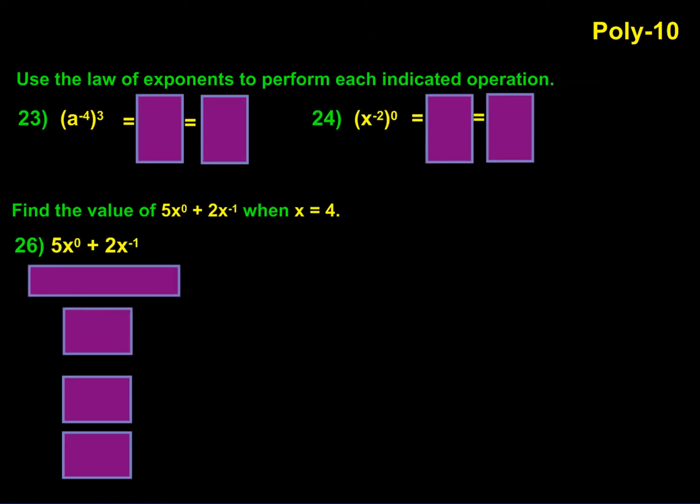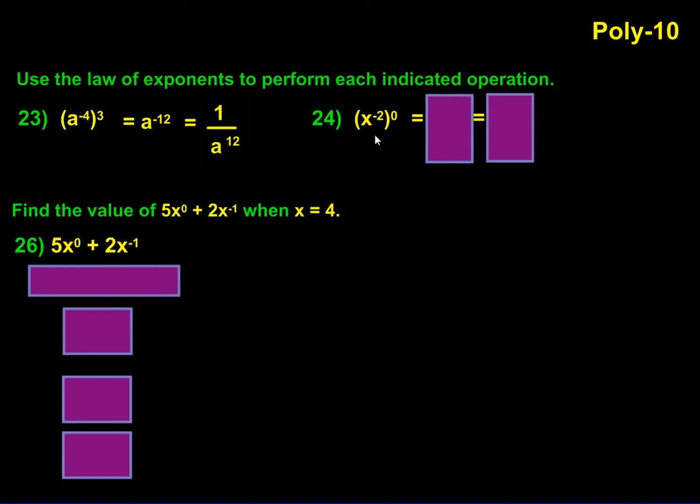Next, we're going to use the laws of exponents to perform each indicated operation, and we'll do that for numbers 23 and 24. So for 23, we have a to the negative fourth, all to the third. In this case, we're multiplying exponents, and so we would have a to the negative 12th, and we can't leave a negative exponent, so we're going to flip that into a fraction with 1 over a to the positive 12th.